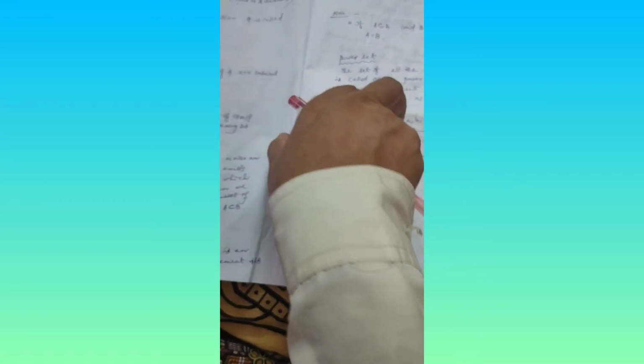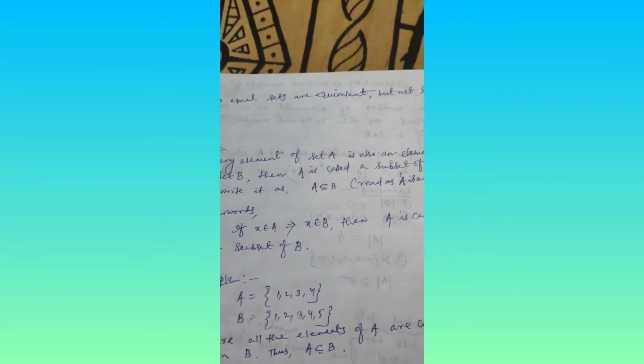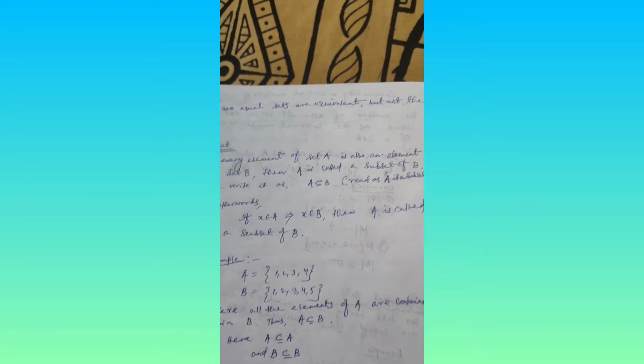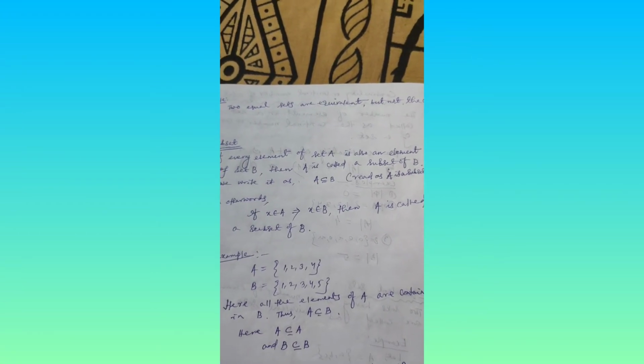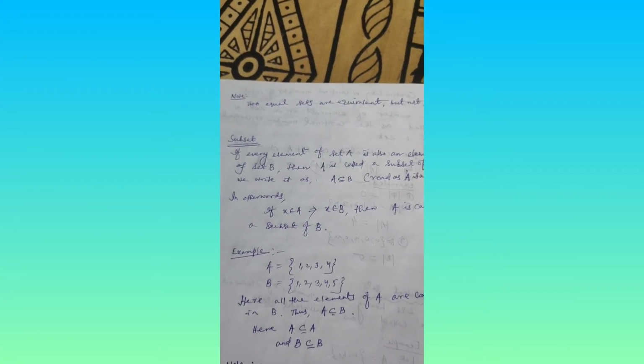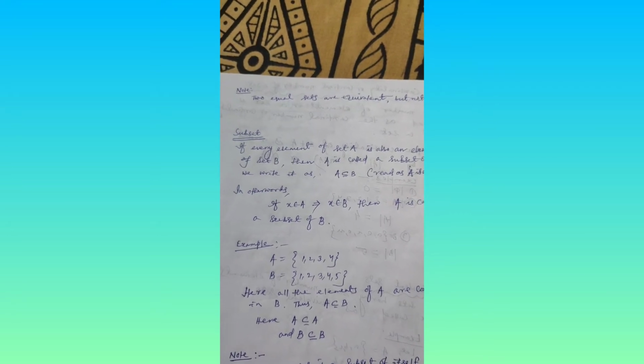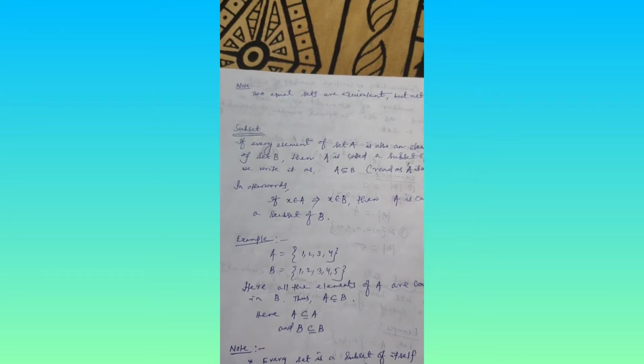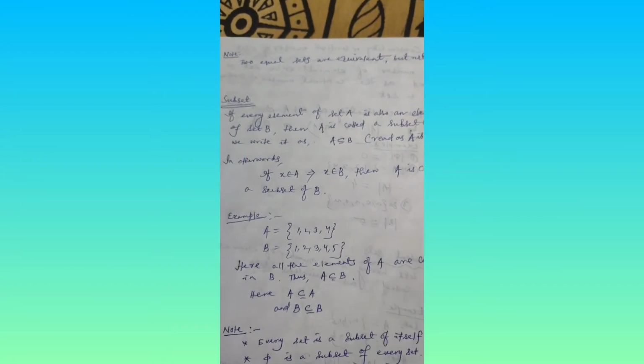It is to be noted that two equal sets are always equivalent but not the converse. That means two equivalent sets may not be equal sets, but two equal sets are always equivalent.